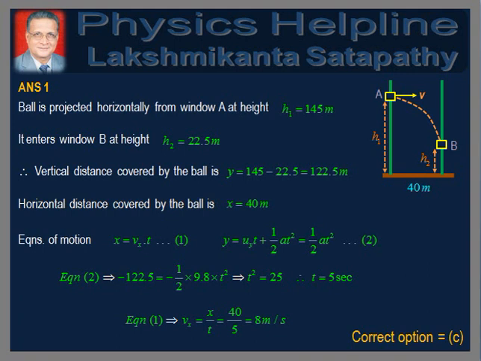Putting this value in equation 1, we get v is equal to x by t, which is equal to 8 meters per second. Therefore, the correct option is C, which is the answer to question 1.